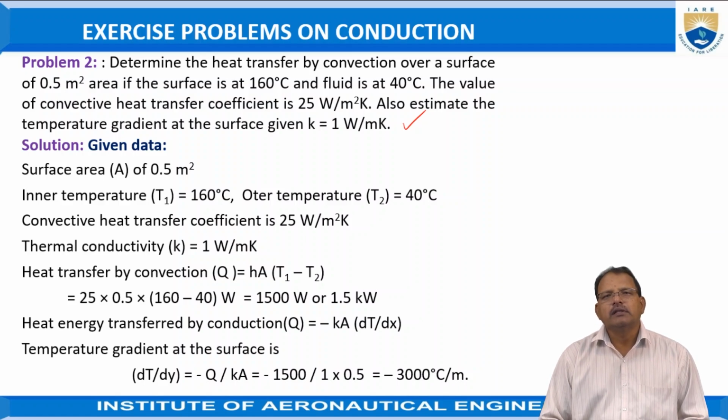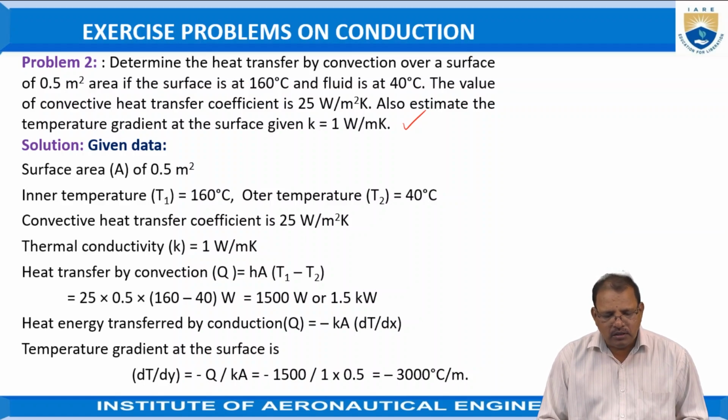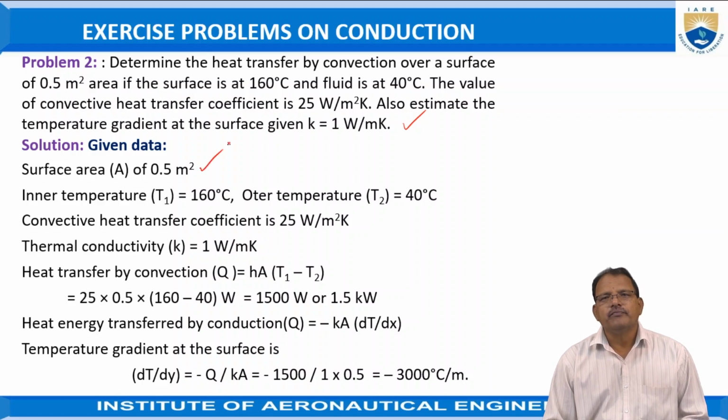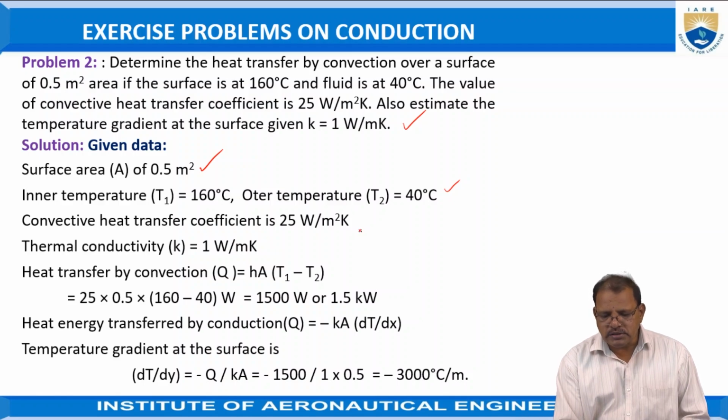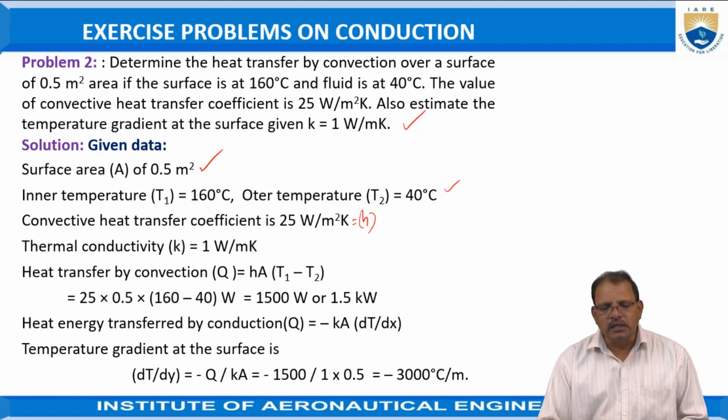First of all, identify what the given data in the problem is. The surface area is given as 0.5 meter square, that is, the area of the cross section. The inner temperature is given as T1 equal to 160 degree centigrade. The outer temperature is given as T2 equal to 40 degree centigrade. The convective heat transfer coefficient, generally represented as h, is equal to 25 watts per meter square per degree Kelvin. Thermal conductivity K is equal to 1 watt per meter per degree Kelvin.